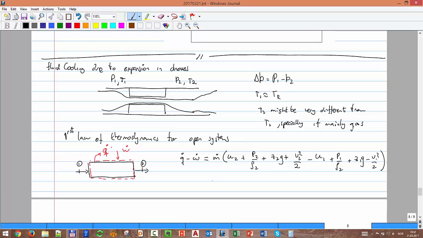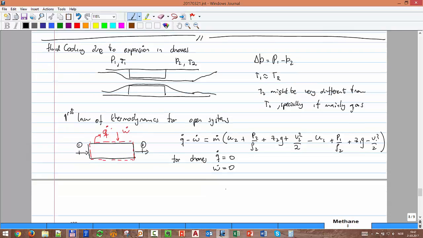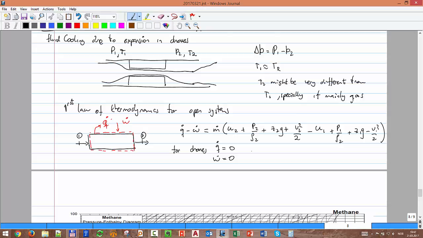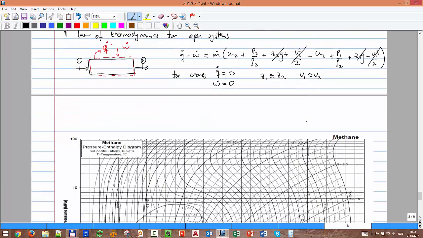Okay, and then we said, especially for chokes, that it's a very short distance, so we can neglect the heat transfer. There is also no power, because we don't have anything administering power to the fluid. Then the elevation, Z1 and Z2, is really very small, so more or less they cancel each other. Also V1 is relatively similar to V2.